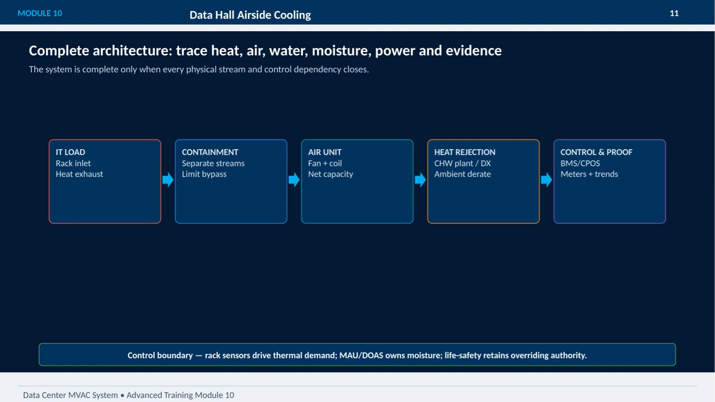The control boundary is critically defined. Rack sensors directly influence thermal demand. The makeup air unit manages moisture levels, and life safety systems retain ultimate authority to override controls if necessary. This integrated approach ensures efficient, reliable data hall cooling.